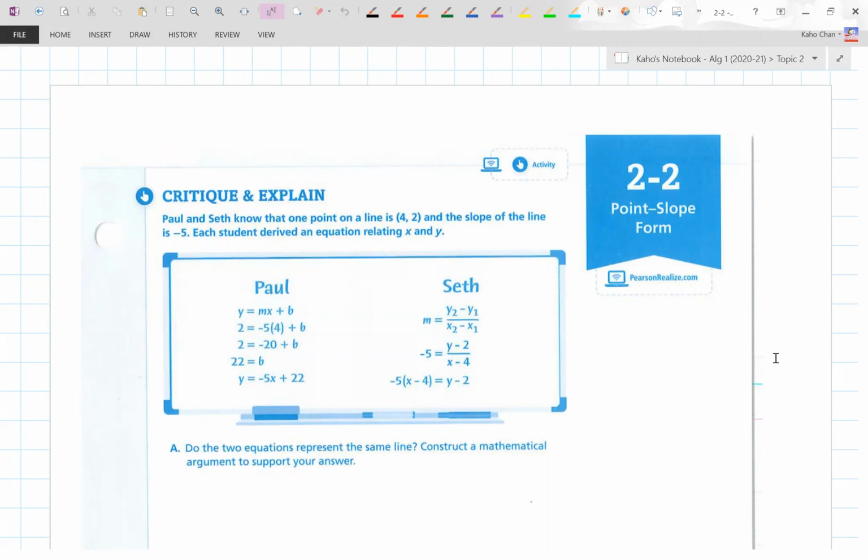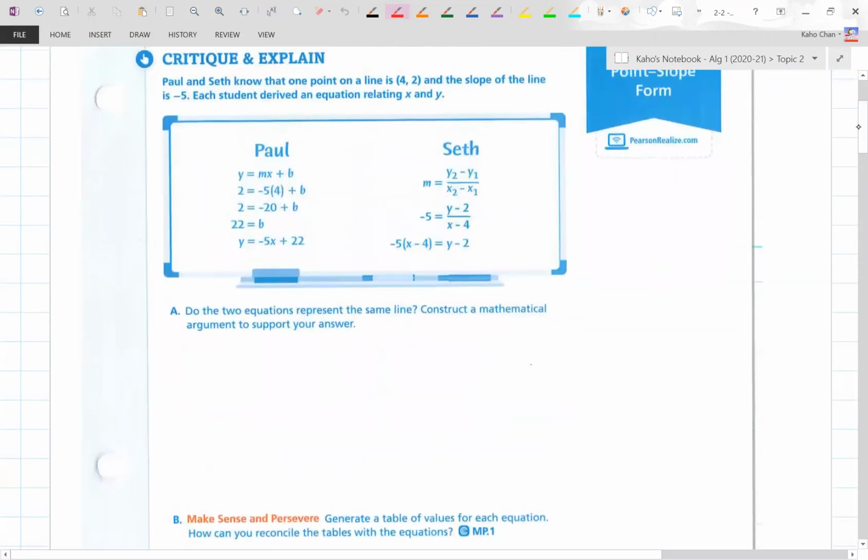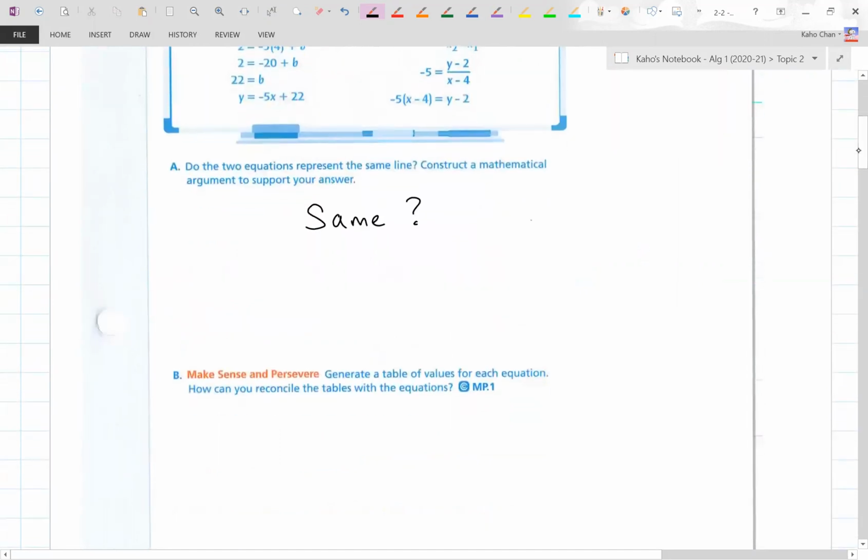Question: do the two equations represent the same line? Construct a mathematical argument to support your answer. So, different approaches, are they the same line? That's the question. All right, let's take a look at question B.